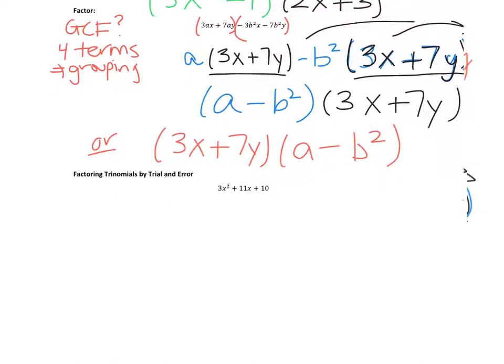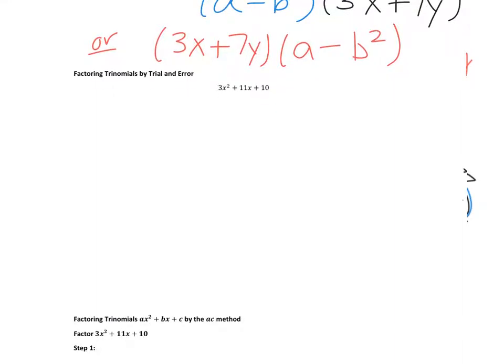Okay, so that's for 4 terms. We're going to look at factoring trinomials now, ax squared plus bx plus c. And this time, a doesn't necessarily have to be 1. In the previous section, we looked at x squared plus bx plus c. Now we're going to see what happens when our leading coefficient is not 1. In this case, it's 3. And we're going to look at 2 methods. The first one is trial and error.